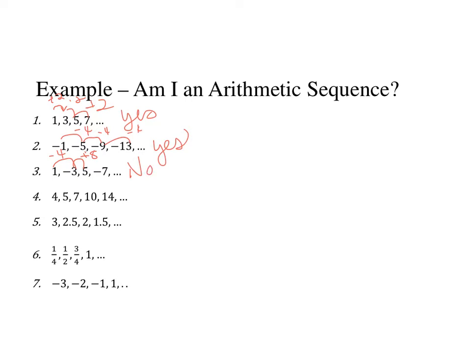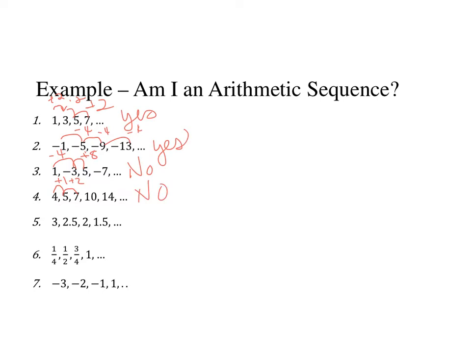And an easy way to determine what the pattern is in an arithmetic sequence is to take the second number and subtract the one before it. So there's a difference of 1 here. Take the next number and subtract the number before it, and there is a difference of 2 here. So this one is also not an arithmetic sequence.